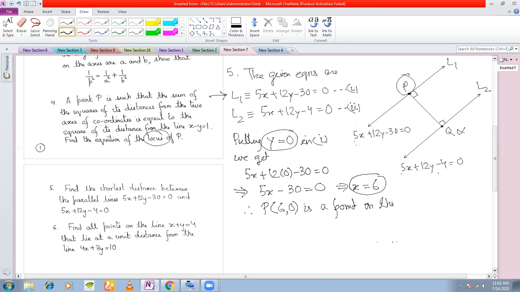On the line 1. In fact, instead of y is equal to 0, you can take y is equal to 1 also. You can take y is equal to any value you want, put it in, and get the corresponding x, and you will get the point. We have taken y is equal to 0 for convenience. You can take a point on L2 also by taking x is equal to 0 or y is equal to 0, whichever you want. So we have chosen a point here, which is P(6, 0). So let us write here.